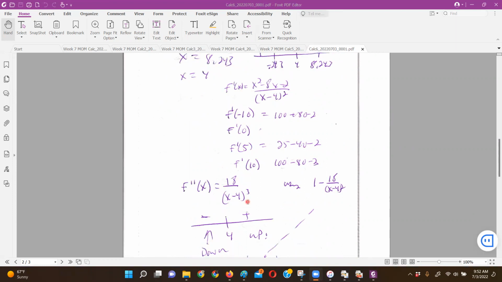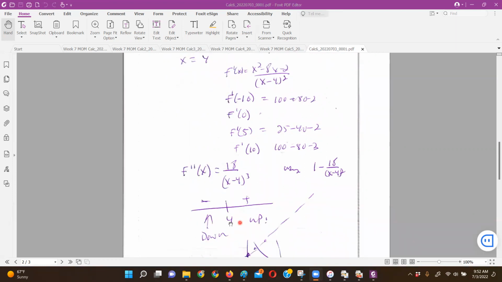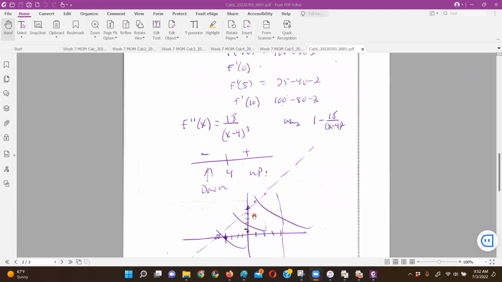So if I'm testing for the concavity, that will be if x is less than 4. That's funny, I made that mistake. If x is less than 4, it'll be a negative number. 36 divided by that will be negative, concave down, and greater than 4, it'll be positive, so concave up. So I'm okay there.